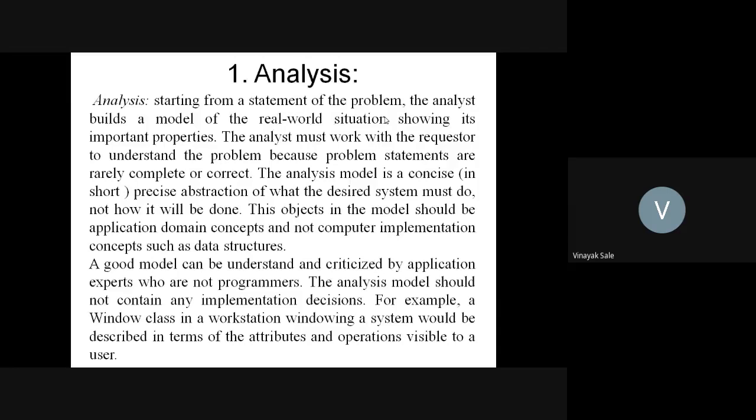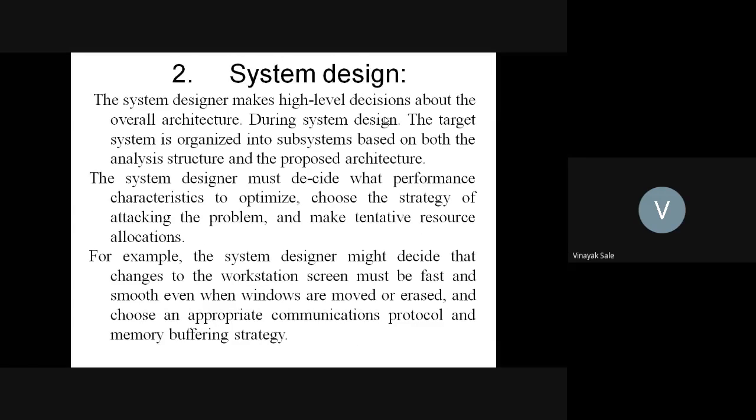The analysis model should not contain any implementation decisions. For example, a window class in a workstation windowing system should be described in terms of attributes and operations visible to a user. That is the concept of analysis. Then the second step is system design. The system designer makes high level decisions about the overall architecture.